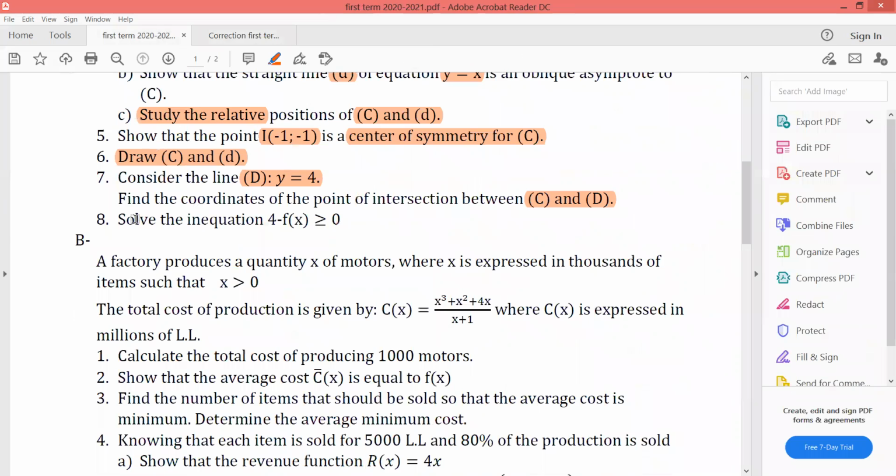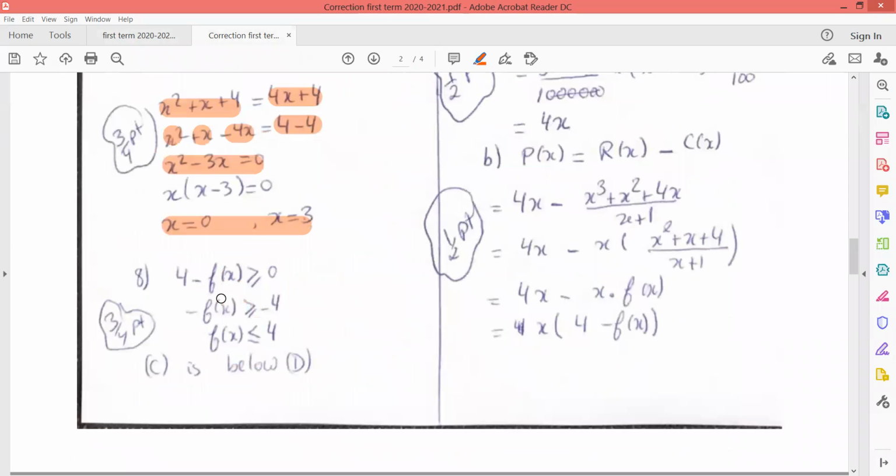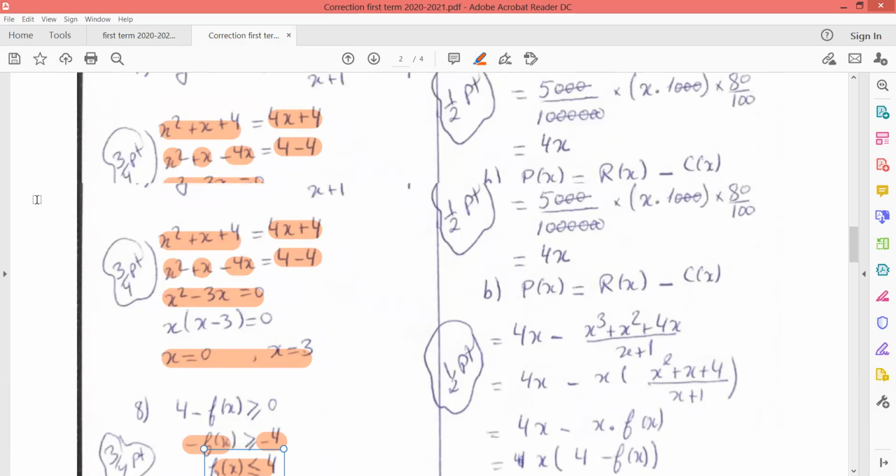Now solve the equation 4 minus fx greater than 0. I can solve it in 2 ways, either graphically or by calculation. 4 minus fx greater than or equal to 0. I can put it like that: fx less than or equal to 4. I take the 4 to the other side, it becomes minus 4. Since we have minus here, I multiply by minus the two sides. Fx less than 4. It means that C is below the line D.